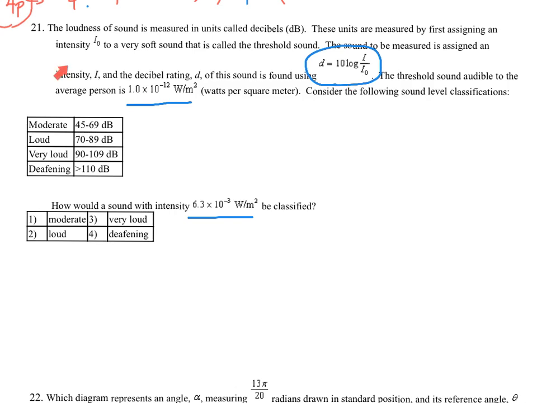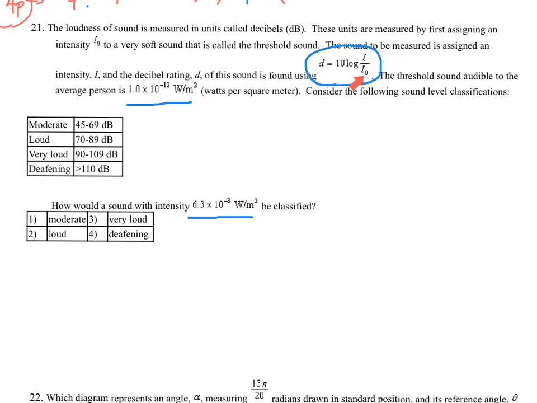So if you read it right here, it says intensity I. Okay? So we know that I stands for the intensity. And then if you read through this, look down here. It says intensity of 6.3 times 10 to the negative third. So this 6.3 times 10 to the negative third represents our value for I.